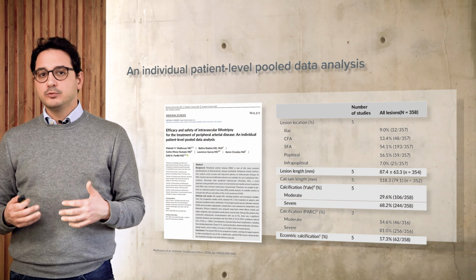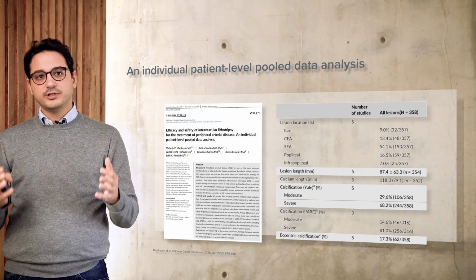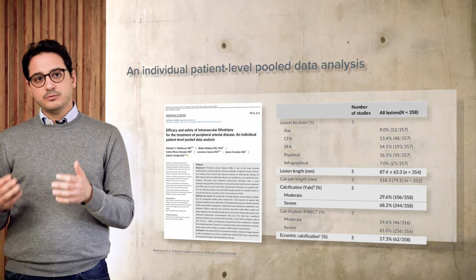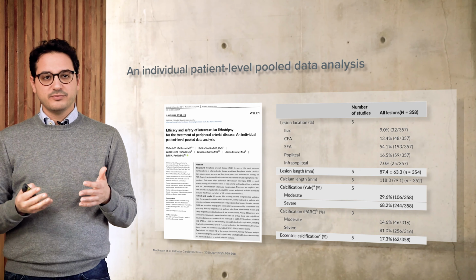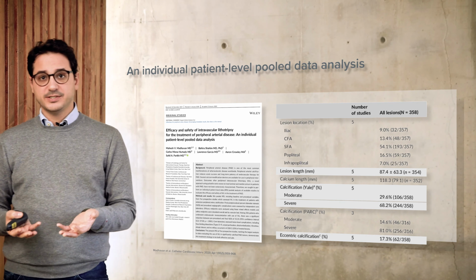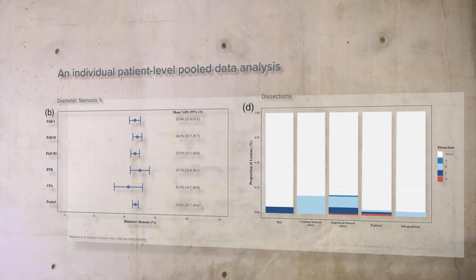Recently, a patient-level pooled data analysis of 5 already published trials was published. In this paper, we evaluated the results of the shockwave catheter in the iliacs, CFA disease, SFA, popliteal, and infrapopliteal disease. Despite the inclusion of very challenging lesions, we see that the shockwave catheter was successful in the treatment of calcified disease across all different vascular beds in all trials, and the risk for dissection was particularly low, which is very important, especially for lesions including non-stenting zones like the popliteal artery.